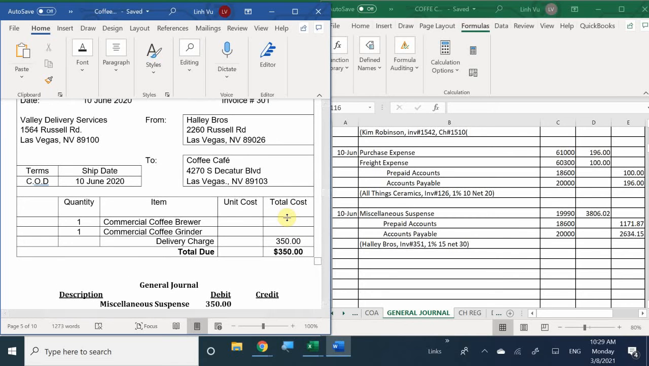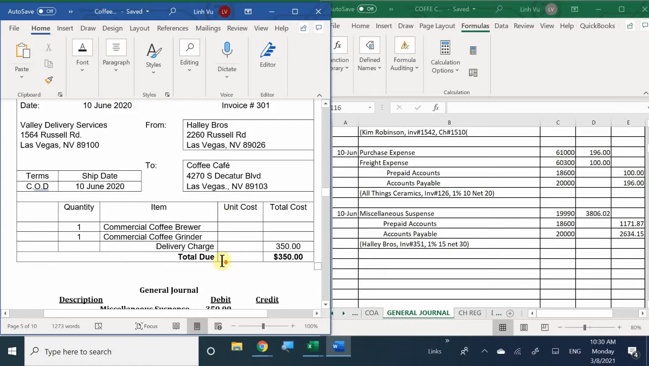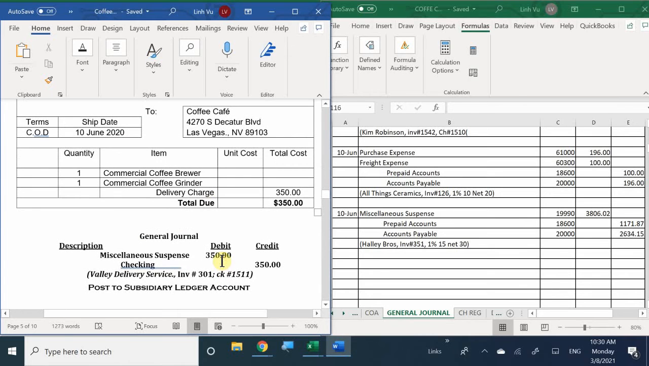Okay, but in this case, where do we place our equipment? Where is my coffee brewer and coffee grinder right now? Miscellaneous suspense. So therefore, we're going to dump this also in there because things that belong with the freight are going to be attached to the equipment that we just bought. So right now they're currently in the miscellaneous suspense, so we're going to place it into the miscellaneous suspense as well.